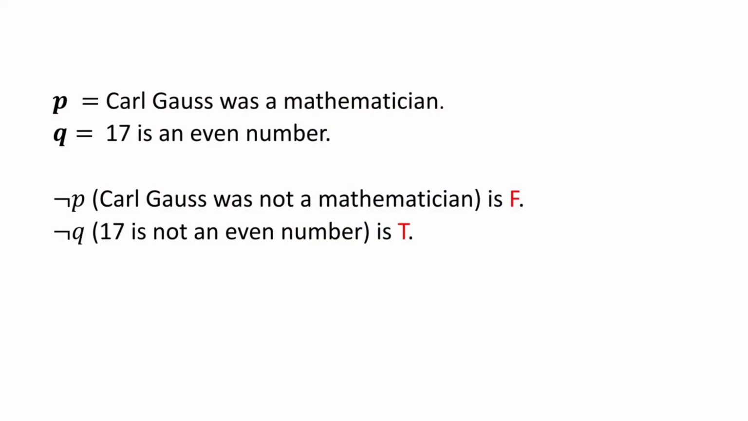Look at this example. Let P be Carl Gauss was a mathematician, which is true, and Q be 17 is an even number, which is false. Because P is true, not P, Carl Gauss was not a mathematician, is false. And because Q is false, not Q, 17 is not an even number, is true.